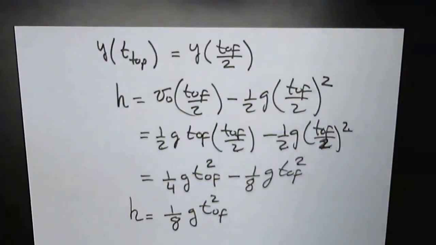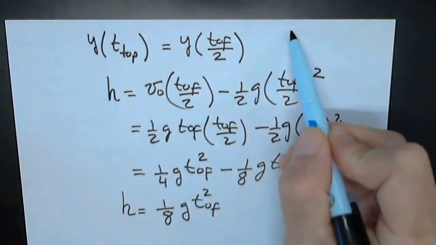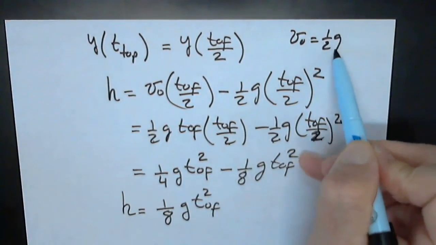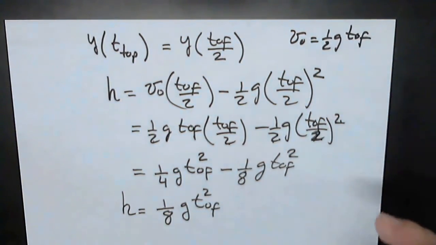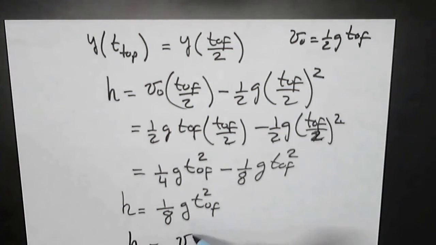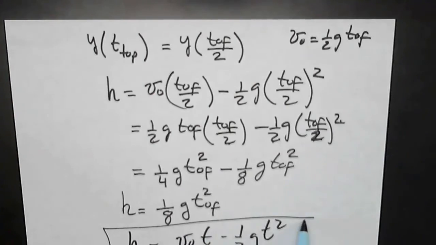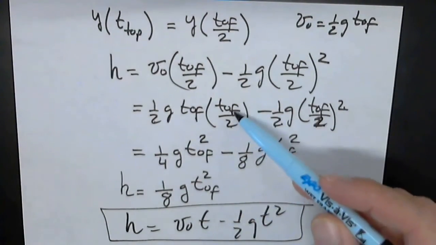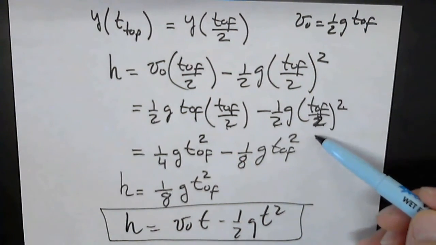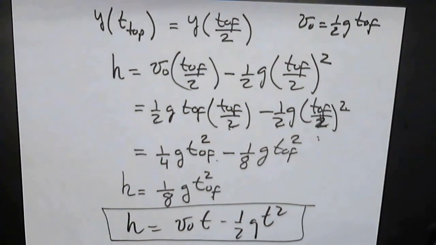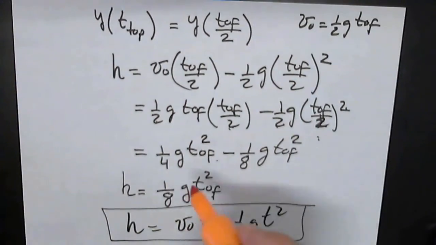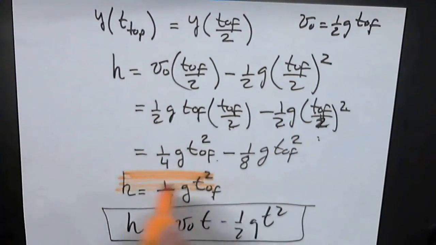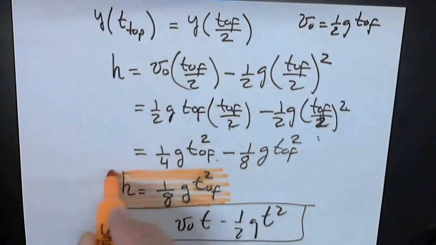Oh, I didn't move the paper off. So remember, I used the fact that the initial velocity is 1/2 g time of flight. Substituted in the equation for h, remember h is v naught t minus 1/2 g t squared. If you substitute in this equation the time of flight divided by 2, you get this equation. This is the equation that you are going to use to calculate the height given the time of flight.